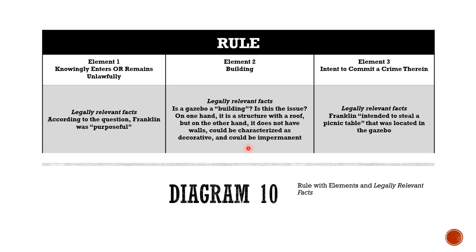In fact, with this kind of breakdown, you find out where the facts are that you need to explore more of. So keep that in mind. And this building situation is a good example. We have the facts, but we may need to explore additional legal rules and synthesize those later on in our analysis of the scenario. Element 3 has to do with intent, with the intent to commit a crime therein. And Franklin had, in his statement to the attorney, noted that he intended to steal a picnic table that was located in the gazebo.